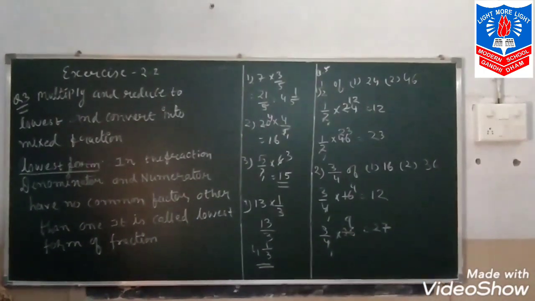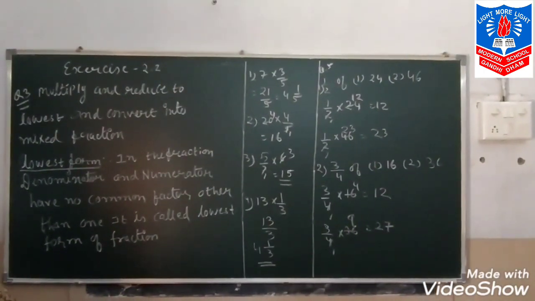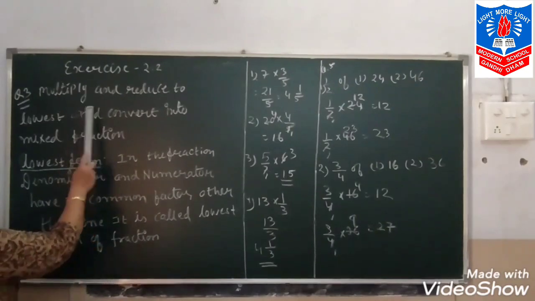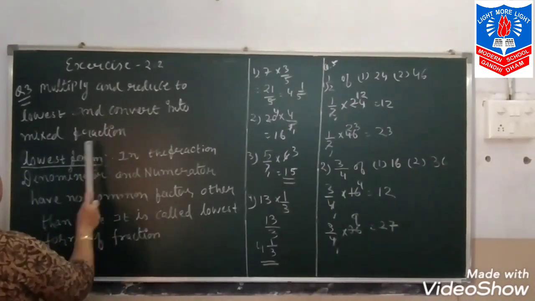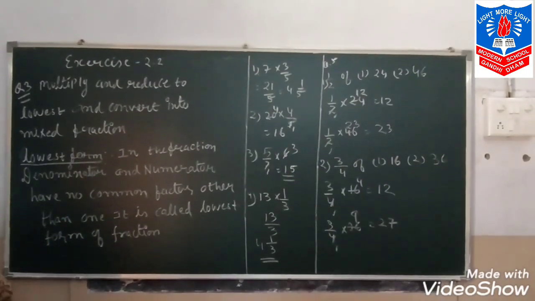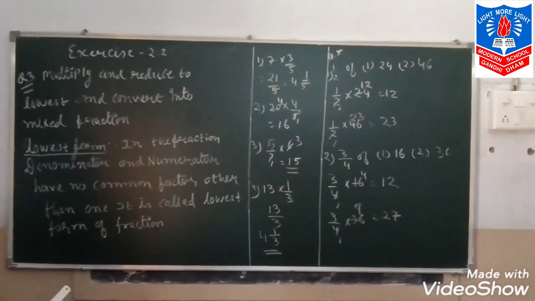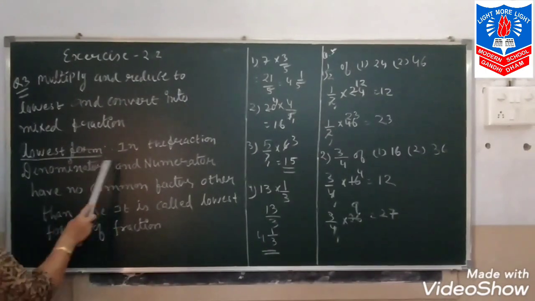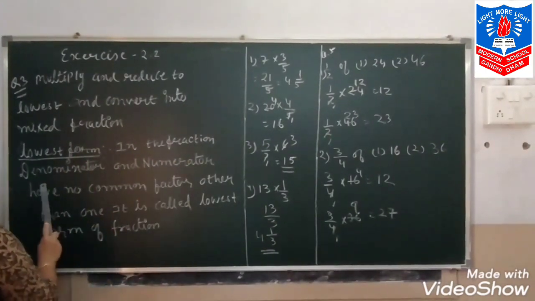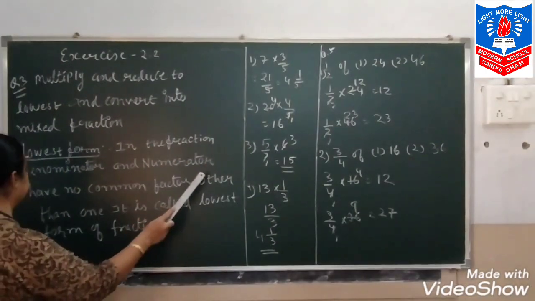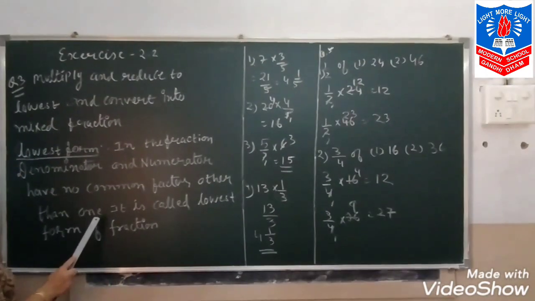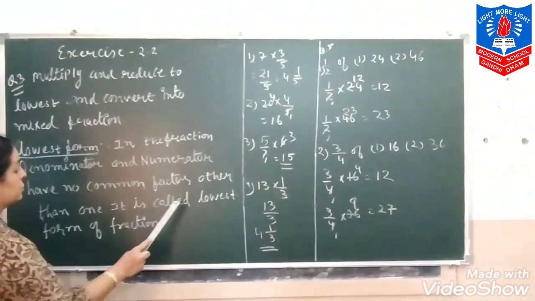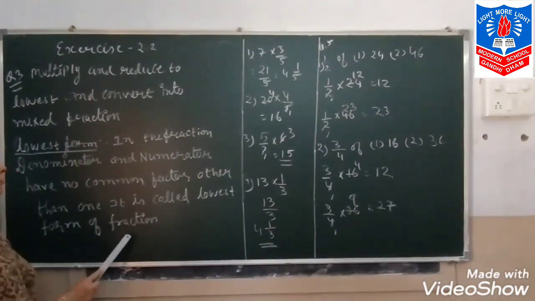Let's start Exercise 2.2. Multiply and reduce to lowest form and convert into a mixed fraction. First we understand what the lowest form is. In a fraction, if the denominator and numerator have no common factor other than 1, it is called the lowest form of a fraction.